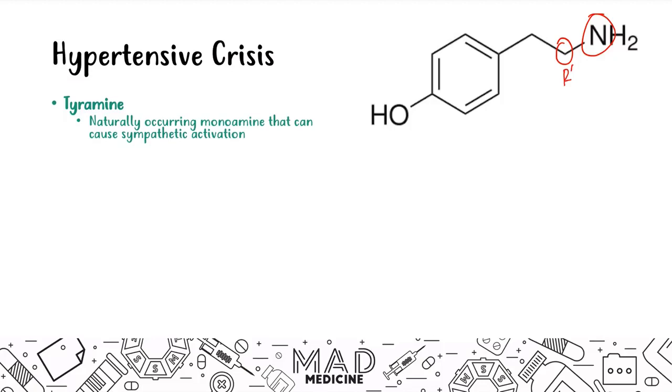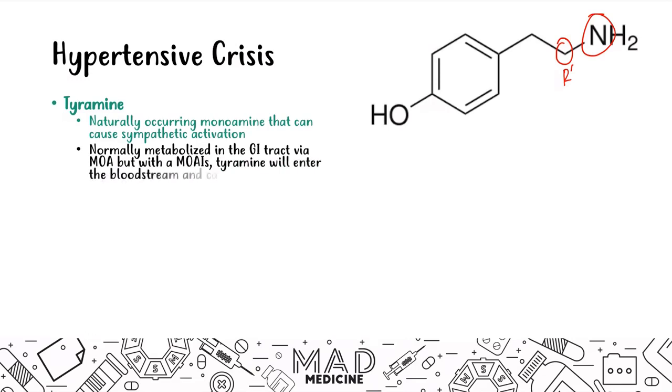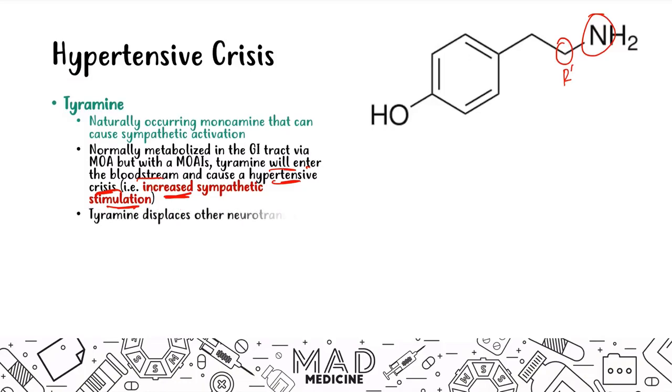Now, when these foods that have tyramine in them are eaten, normally the gut metabolism is going to inactivate the tyramine, because you have monoamine oxidases in your gut anyways. What ends up happening is when you take a monoamine oxidase inhibitor, you are inhibiting those enzymes, and it's going to lead to increased tyramine entering the bloodstream and causing a hypertensive crisis via stimulation of the sympathetic nervous system. Now, you want to watch out in this case for many things.